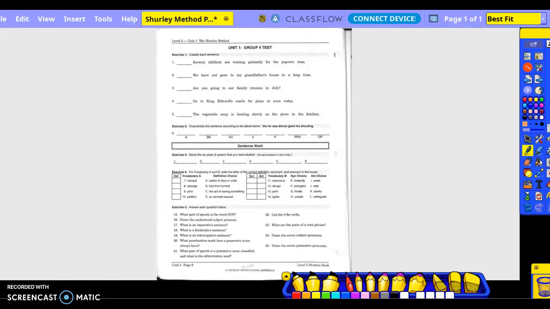Fifth grade Shurley method, page 6. This will be recording part 2. We're going to do exercise 3, 4, and 5. So for exercise 3, name the 6 parts of speech that you have studied so far.